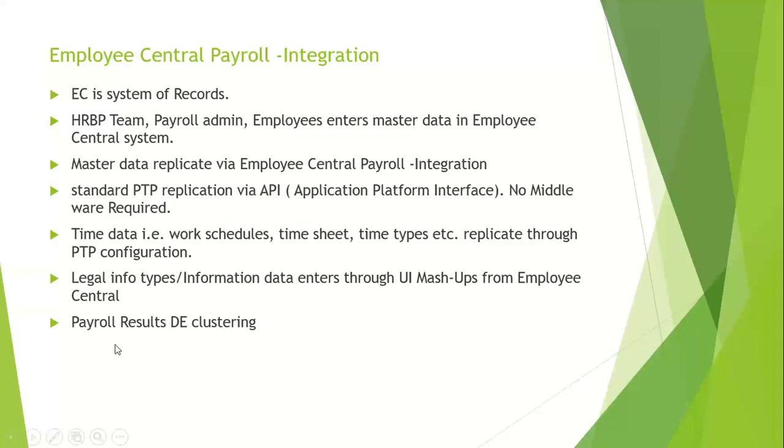And the other thing here is payroll results declustering. Declustering means ECP payroll results are in a table format. Every result is stored in a table. But employee central payroll, payroll control center, it's a cloud, it doesn't have any tables. So to read the data from the table and present it in the cloud format, they have used payroll results declustering. Declustering is nothing but converting to a different format for ECP purposes.